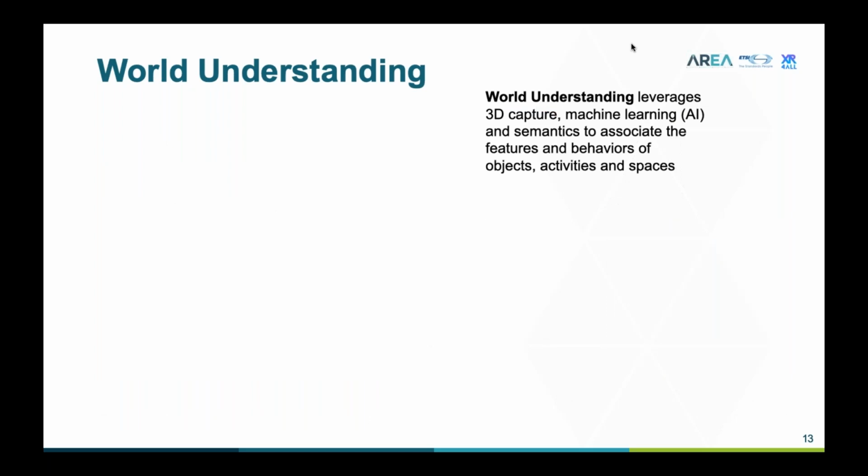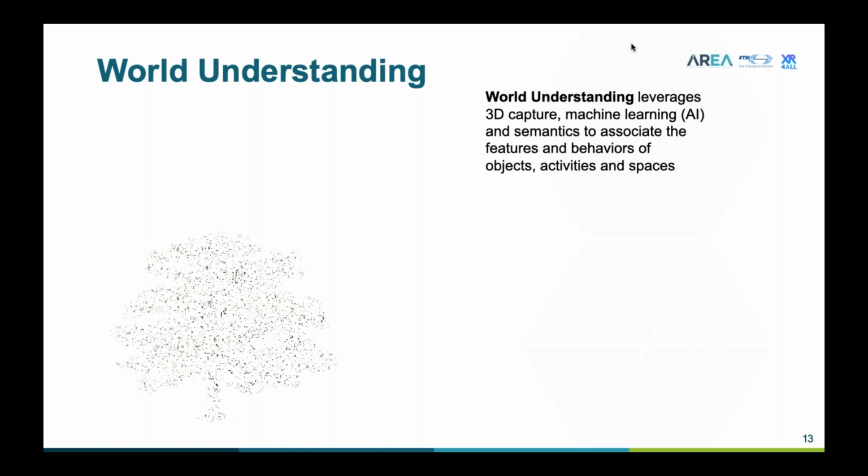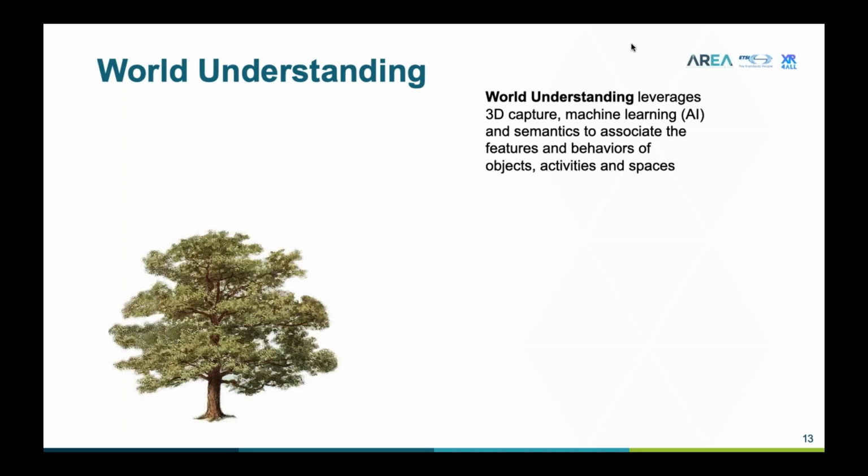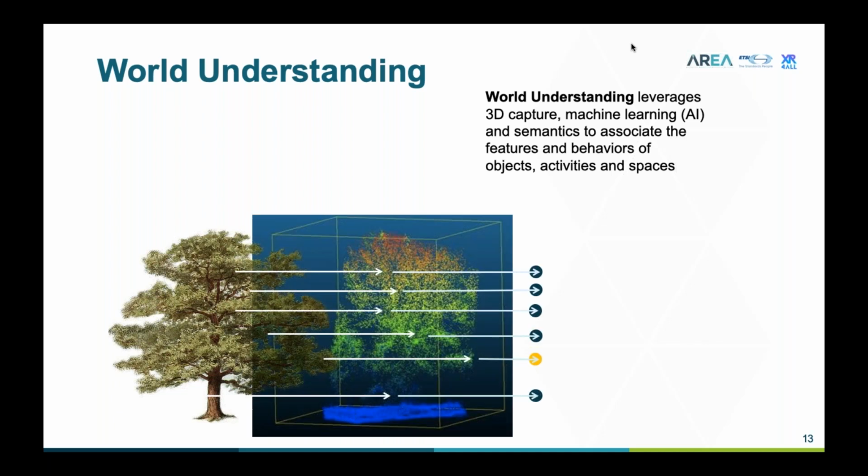One of the other key technologies that is less often understood is world understanding. This is how we can leverage the 3D capture that we spoke about for AR Cloud, but also more machine learning and artificial intelligence. Core to world understanding is semantics, ontologies about activities and objects that are associated with the features and behaviors of objects and spaces. So imagine you just have a living object like a tree. It's not moving, or well, not moving very far. And we can take a 3D representation of that real world object.